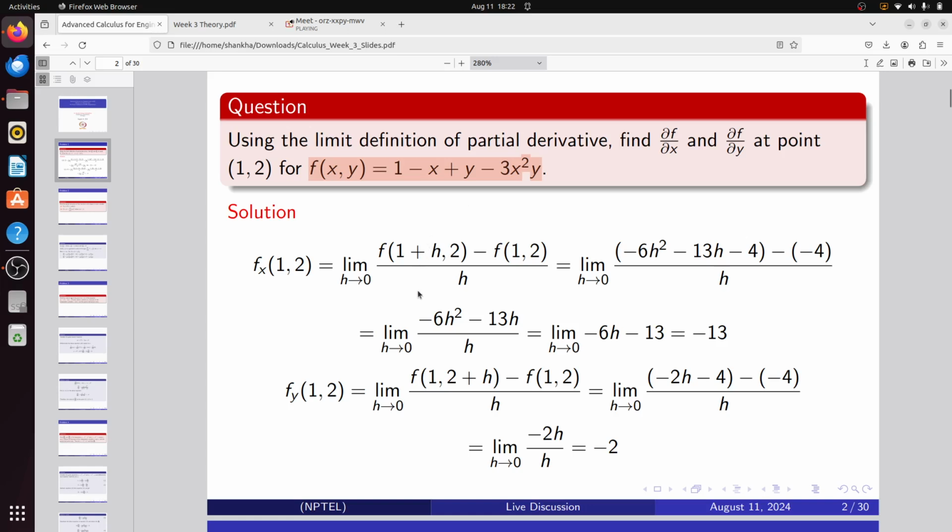So that is how you need to calculate the derivatives using the limit definition. Are there any questions in this problem? I think no, right? It is okay, right?